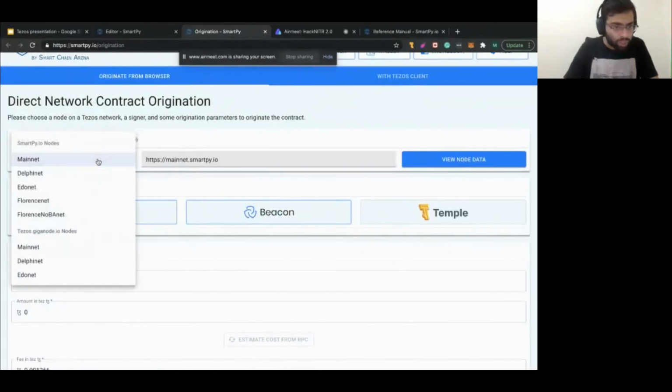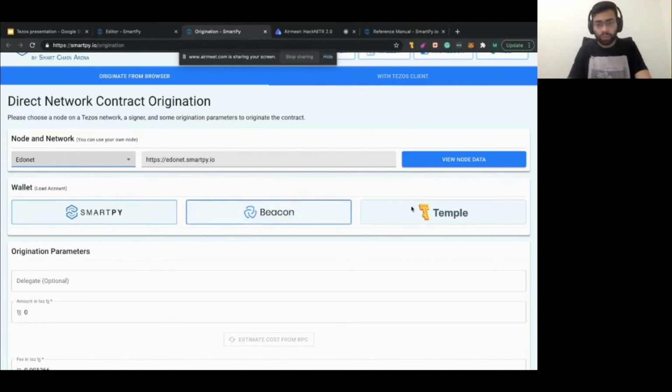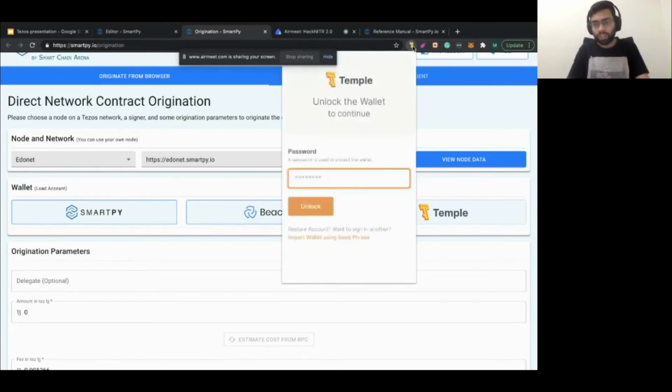So first we switch our network to Edo. And there are a couple of options. I use the Temple wallet here. This is a Temple wallet, which is a browser extension. So I'm going to unlock it. Hope you all can see this, right?